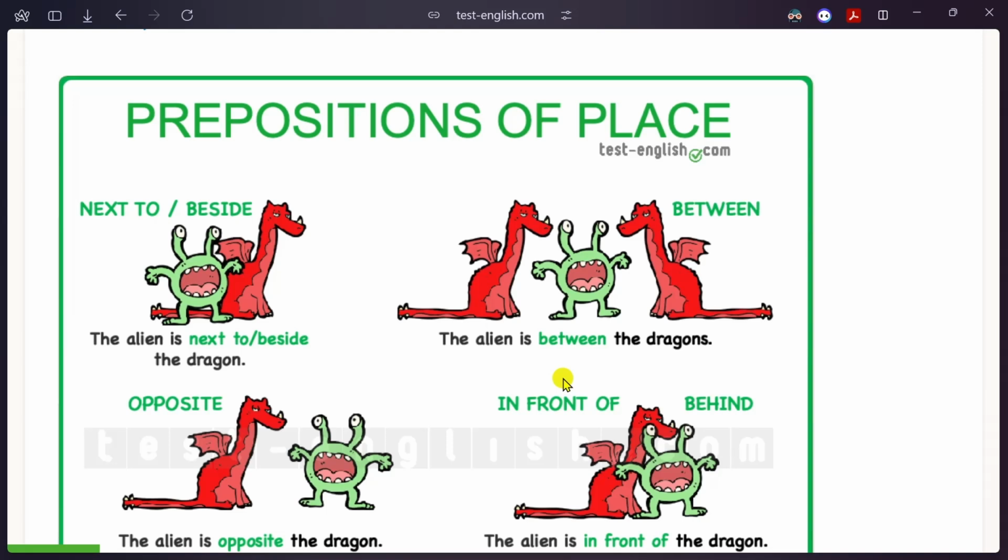Let's see here. Prepositions of place. The alien, our green alien over here, is next to the dragon. Remember the dragon, for those of you who have listened to The Hobbit? There is a dragon, right? Smaug. His name is Smaug. So there is a dragon.